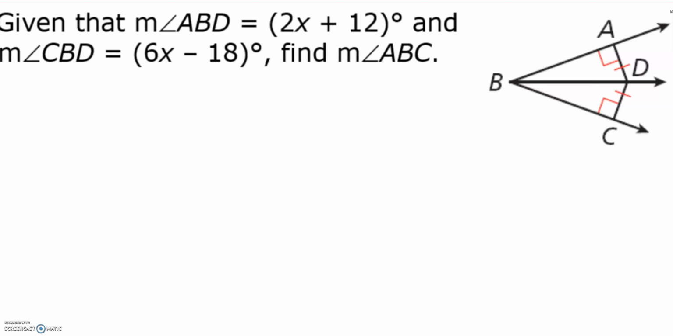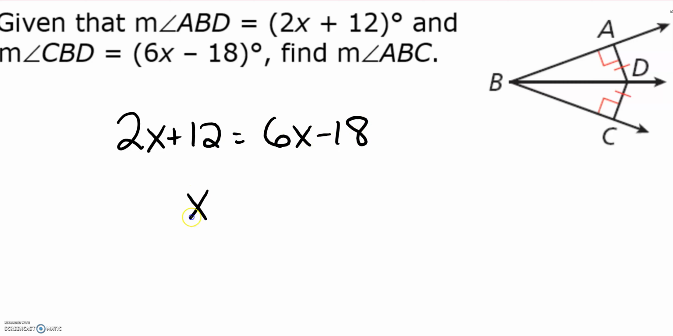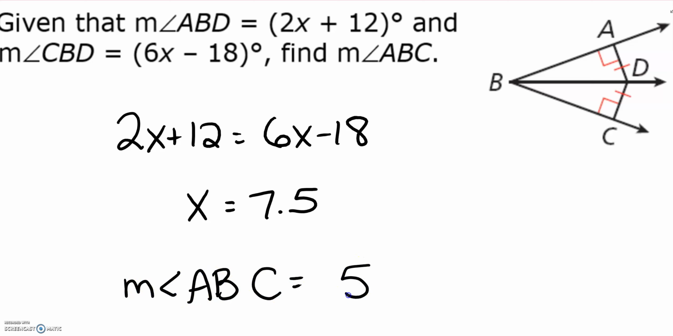Okay, hopefully you had your equation as 2x plus 12 equals 6x minus 18, and you found that x is 7.5. If you did, you found that each angle is 27 degrees, making the entire measure of ABC 54 degrees. Be careful with that. If you have any questions, see me later, please.